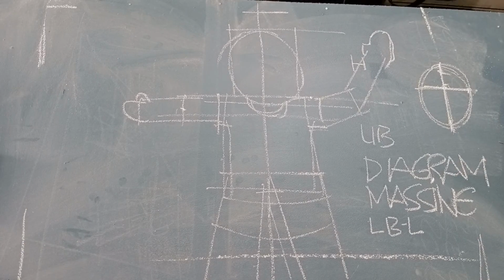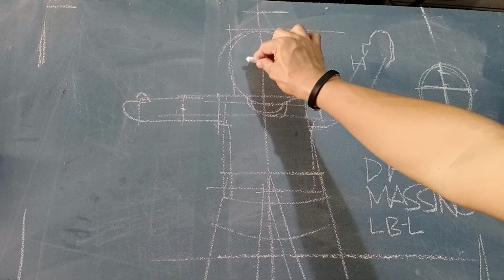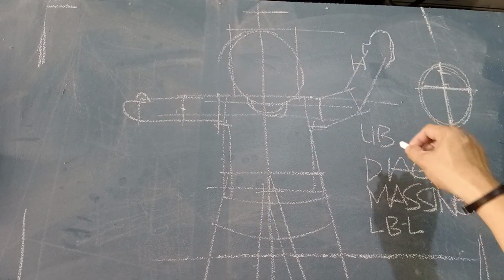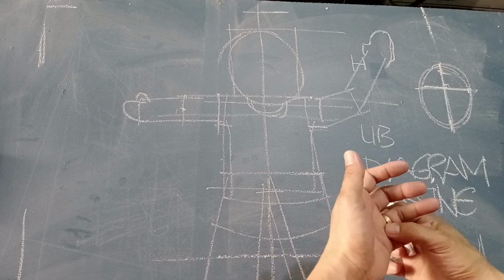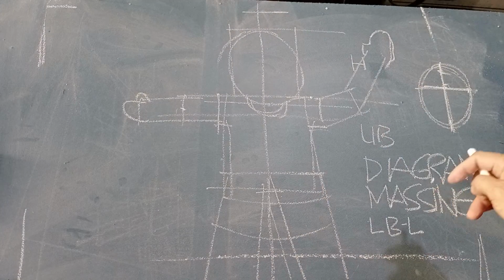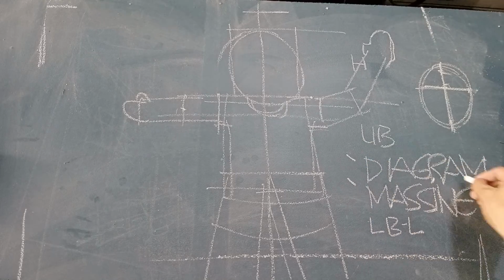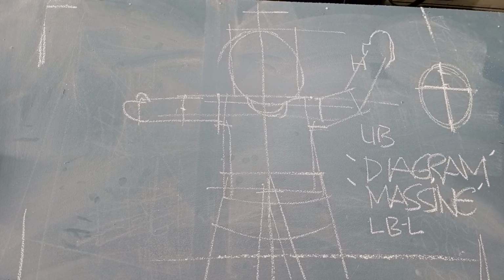Welcome back. So this is the head, the upper body, and the lower body, and we call this a drawing diagram or a massing technique. A drawing diagram or massing technique is a combination of, first, the primary or the major massing that we can see in the human body or a figure.